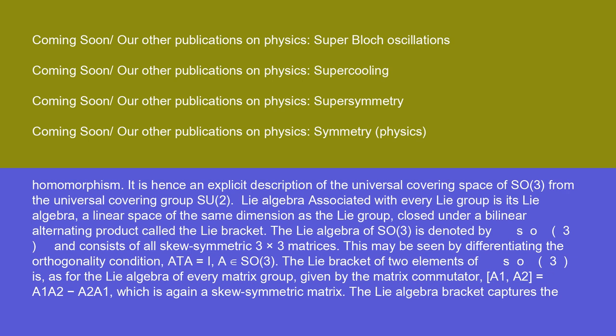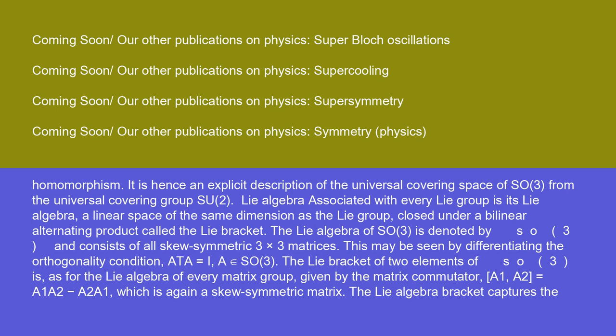Lie algebra. Associated with every Lie group is its Lie algebra, a linear space of the same dimension as the Lie group, closed under a bilinear alternating product called the Lie bracket. The Lie algebra of SO(3) is denoted by so(3) and consists of all skew-symmetric 3 by 3 matrices. This may be seen by differentiating the orthogonality condition A^T A = I, A an element of SO(3).